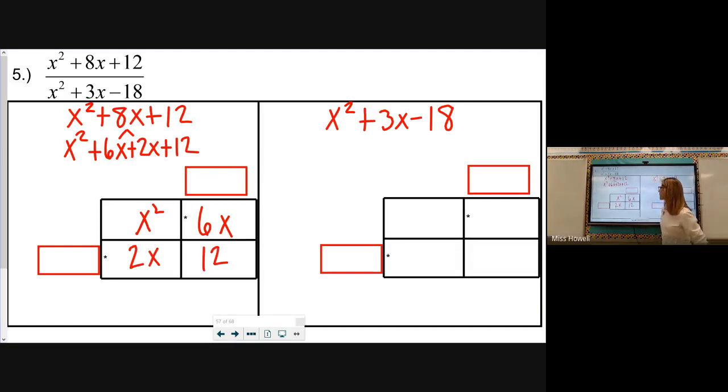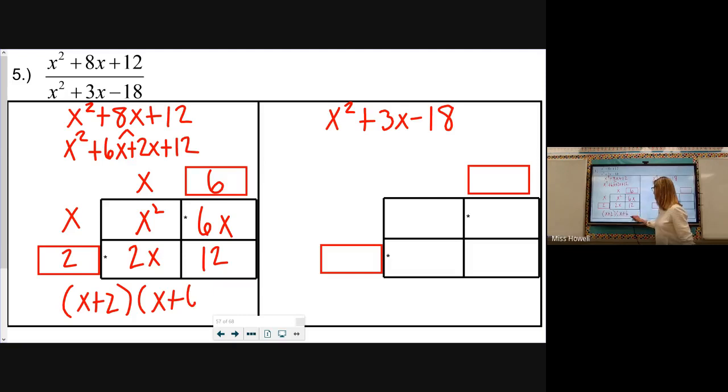All right, top row both have an x. Bottom row both have a 2. Pull it out. We have a factor here of x plus 2. All right, first column, x squared and 2x both share an x. 6x and 12 both share a 6. Factor it out. So we have an x plus 2 times an x plus 6. When we go to put it all back together, that's the top only.